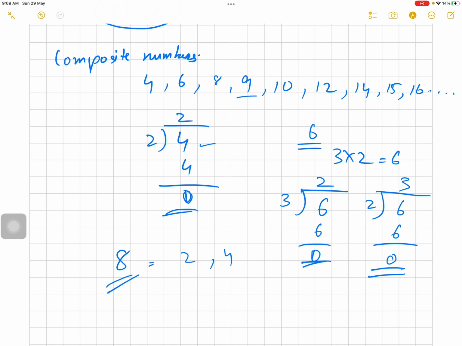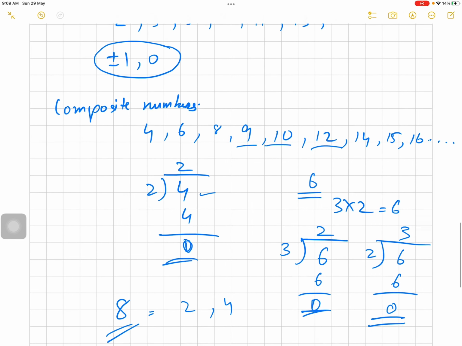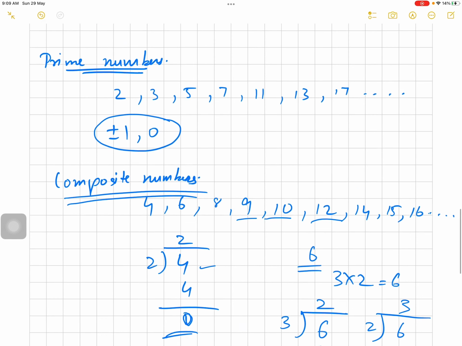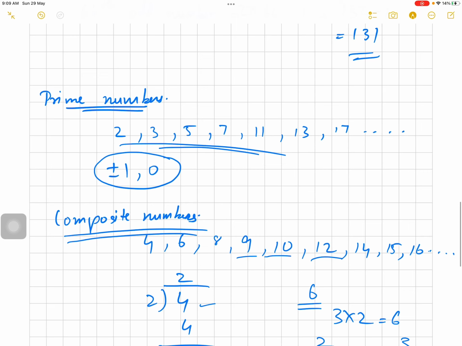9 is divisible by 3, 3 3s are 9. 10 is divisible by 5 and 2, 5 into 2 is 10. 12 is divisible by 6, it is divisible by 3, it is divisible by 2, right? So composite numbers are those numbers which are divisible by other numbers. But when it comes to a prime number, it is divisible only by itself.